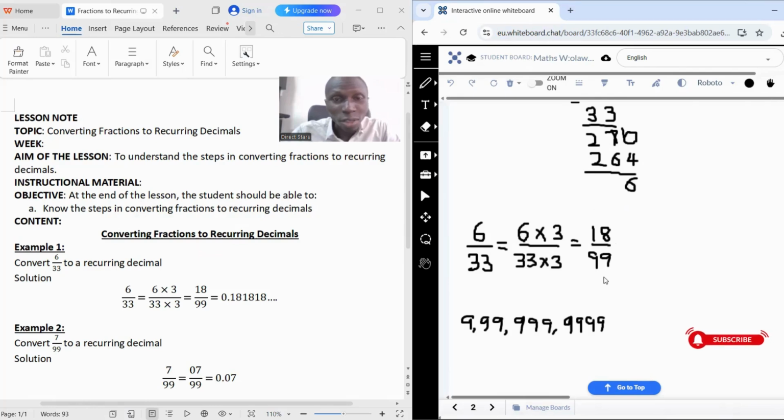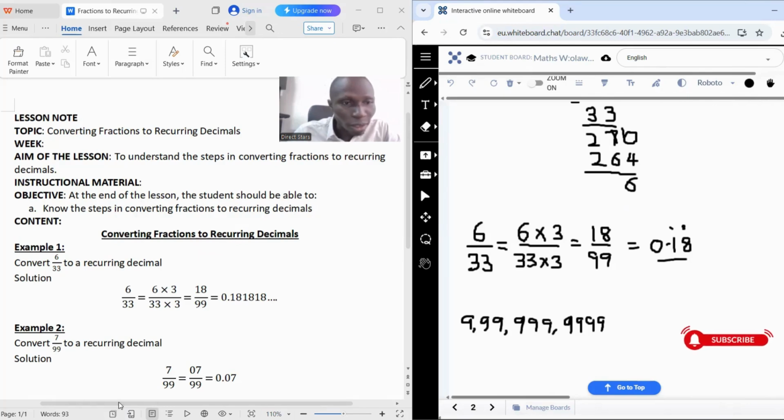Then how are we going to convert this to a recurring decimal? We're going to bring this 18 and put it after the decimal point. After the decimal point, we're going to put here to be 0 point. And since it's a recurring decimal, for us to know that this is a recurring decimal, we have to put a dot on top of the 2 digits. So we're going to have this to be the recurring decimal of 6/33.